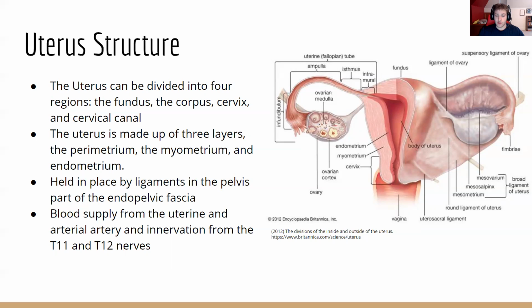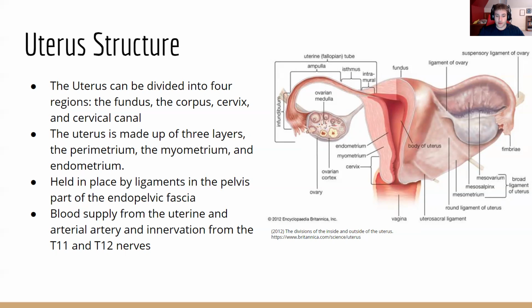Naturally, it only stops until the egg becomes fertilized or the woman undergoes menopause, where the woman's ovaries stop producing the hormones estrogen and progesterone. Keep the endometrium in the back of your mind because it will come up later.